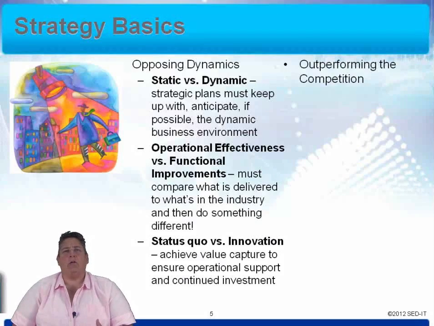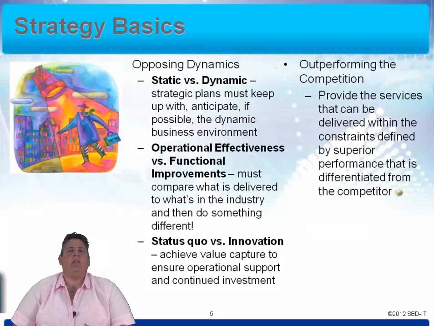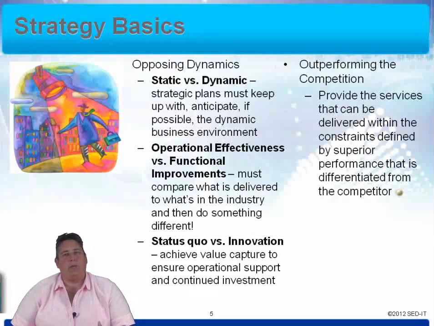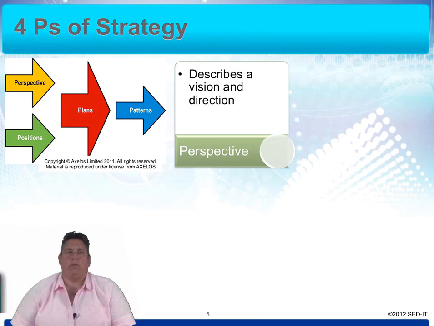We also have to outperform the competition. This means that we need to provide services that can be delivered within the constraints defined by superior performance that will also differentiate us from the competitor. So in other words, we have to not only own the service, we have to be able to mitigate constraints and then, to top it off, throw in something different. The 4 P's of strategy are really important to this overall concept of developing a strategy.